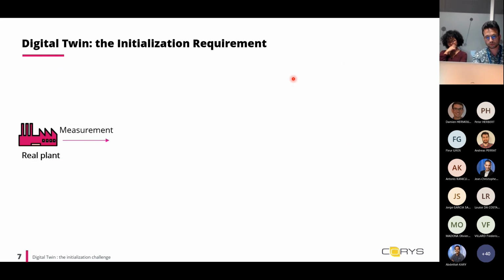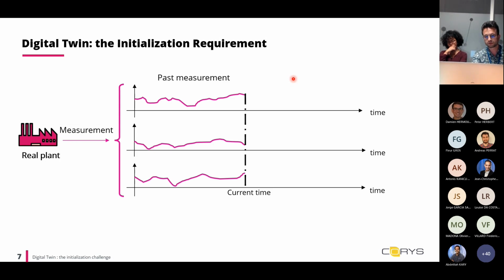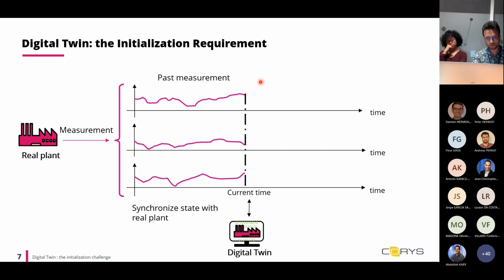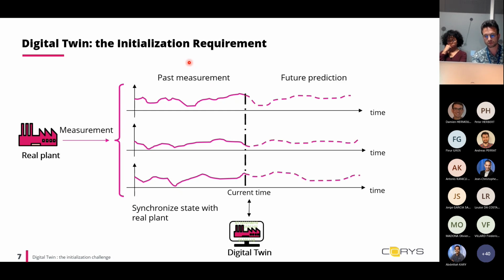Imagine we have a real plant with measurements. We will call them the past measurements, and we are at the current time. At some point, we want to be able to say, okay, I want to synchronize my digital twin, my model if you prefer, with the real plant using the past measurements. Once we are able to do this, then we could use the digital twin to predict the future, and with this prediction, improve our assumptions on the system and improve our way to control it. So this, for us, is the main problem of the digital twin: to be able to synchronize the digital twin with the real plant.